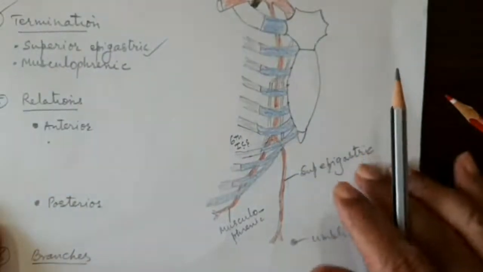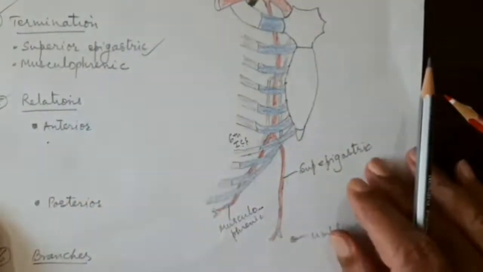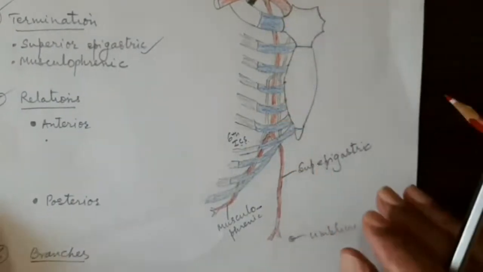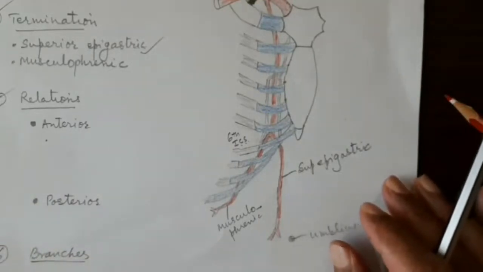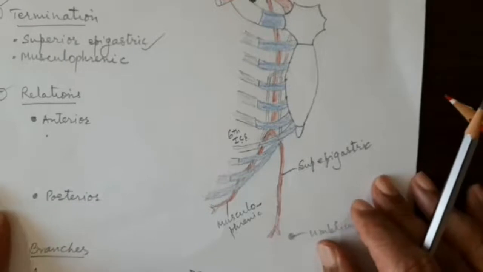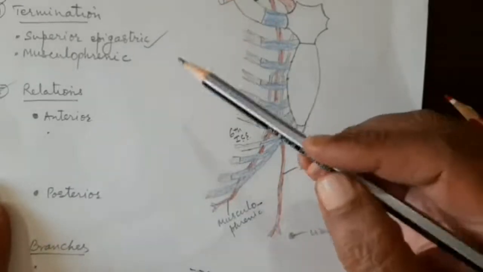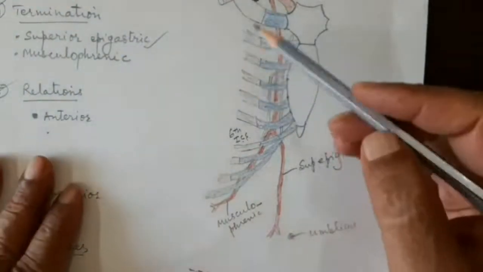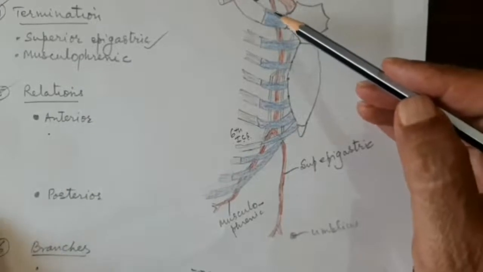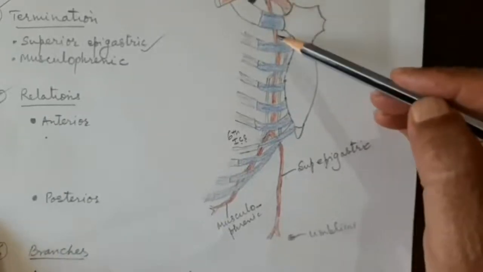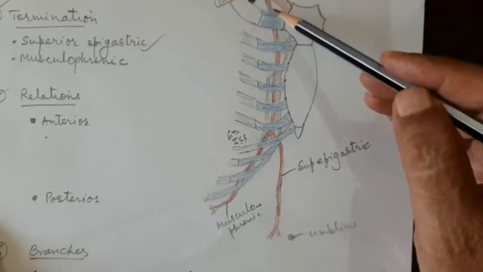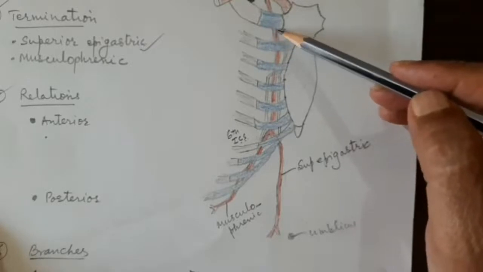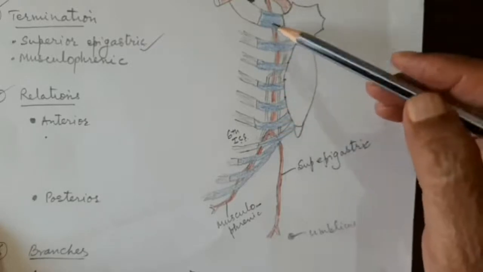Let us come to the relations of this artery. First we will learn the anterior relation of this artery. The artery lies posterior to the following structures. Let us divide it into two parts. First part lies right up to the first intercostal space, because it runs downward, forwards and medially up to the first intercostal space, and beyond which it will become a vertical structure.